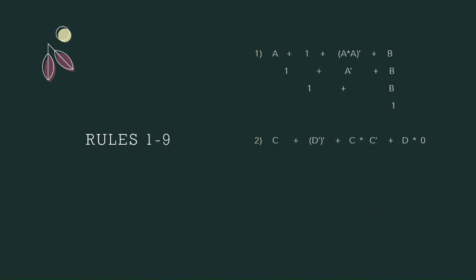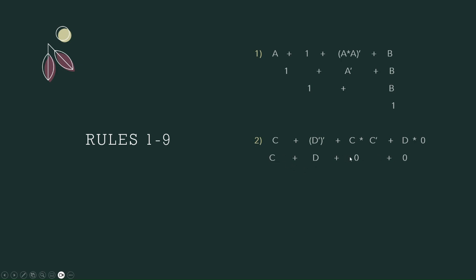Next, we have this example, c plus d naught knotted plus c times c naught plus d times 0. So to simplify this, our c just comes down, our d naught, the naught just cancels out each other, so it becomes d, plus c times c naught becomes 0, and then d times 0, anything times 0 is just going to be 0.